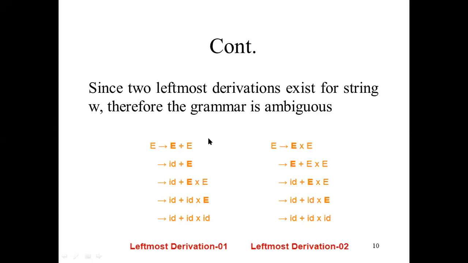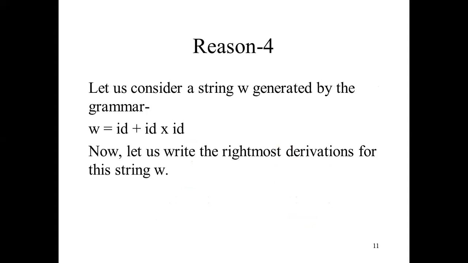So here, if we are proceeding with the help of the expression, whether it is leftmost or rightmost, we are getting the same string, same output. Then we can say that the grammar is ambiguous. Okay, this is called the faulty grammar. Reason 4, considering reason 1, 2, 3, 4.